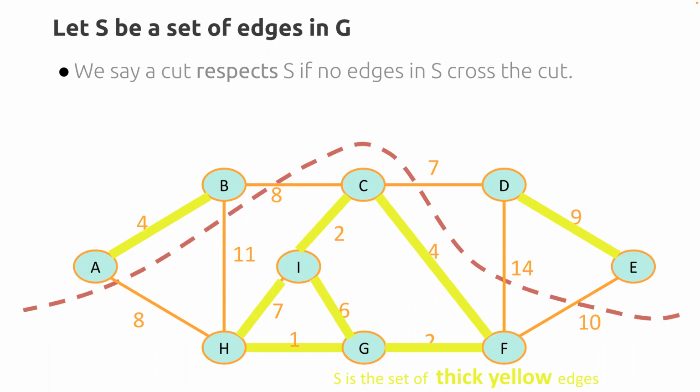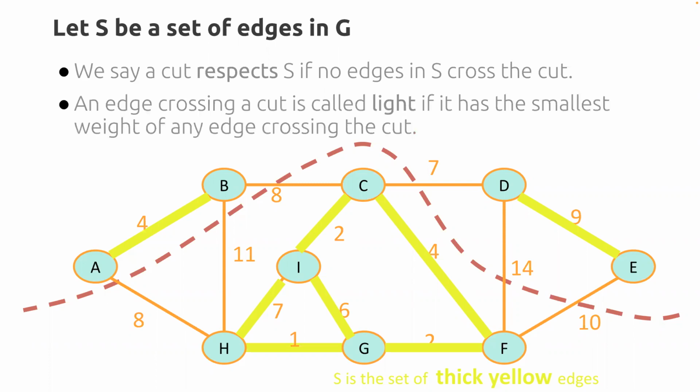Okay. An edge that crosses the cut is called light if it has the smallest weight of any edge that crosses the cut. So for this example, where's my light edge? You said that the smallest. That has the smallest weight of any edge that crosses the cut.